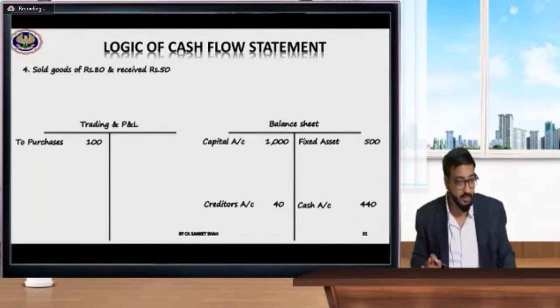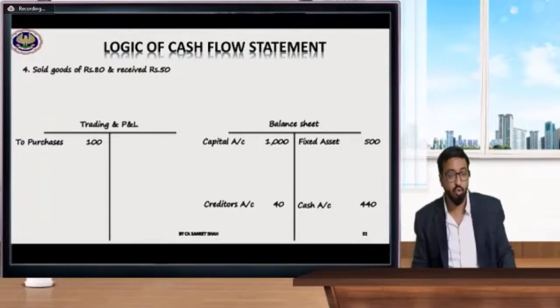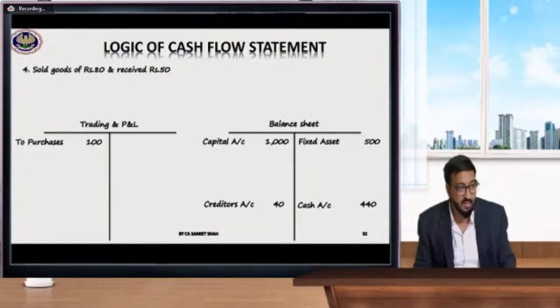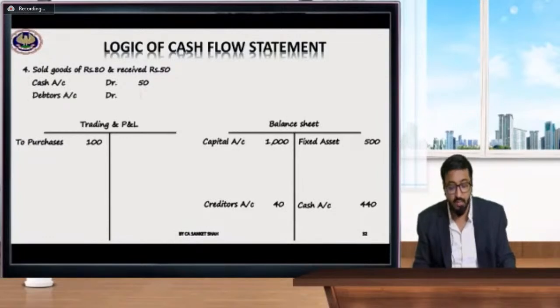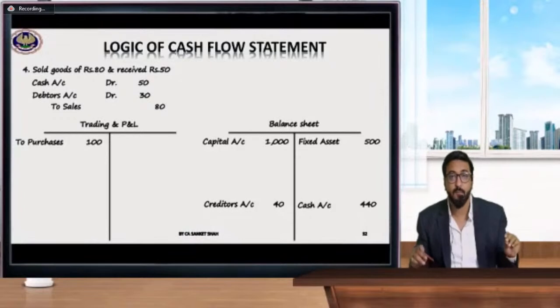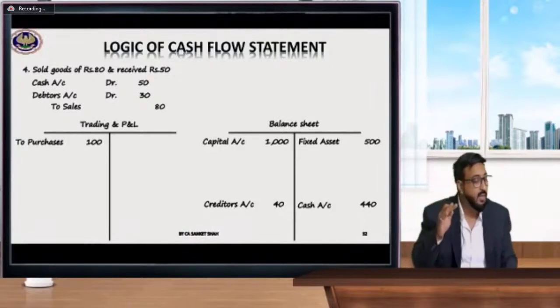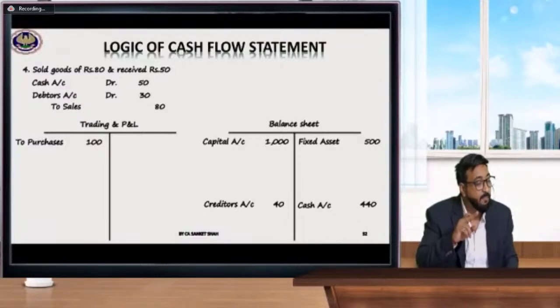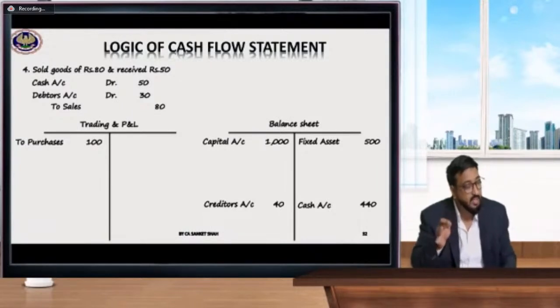Sold goods of 80 and received rupees 50. Sold goods of 80 and received rupees 50. What is the entry? So sales, at what amount are you going to record sales? 80, and cash comes in 50 and remaining 30 debtors. Yes, cash account debit 50, debtors 30, to sales 80. To sales 80. Effects 50, 30, 80. You will remember it. How much was purchase? Purchase 100, payment 60, creditors 40. And in case of sales how much?